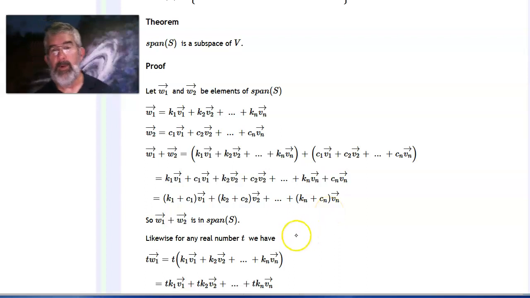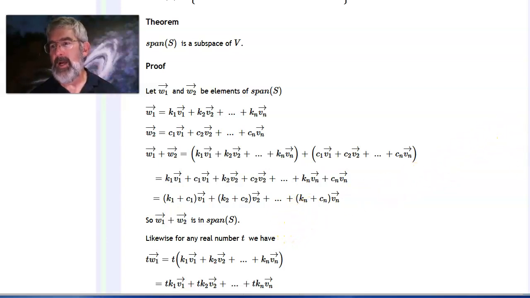And look at what I end up with. I end up with some constant times v1 plus some other constant times v2 plus all the way up to some nth constant times vn. I have a linear combination of v1 up to vn, which means this must be in the span of those vectors, because the span is all of the linear combinations. So if it's got all of them, it must have this one. And so W1 plus W2 is in the span, and addition is closed.